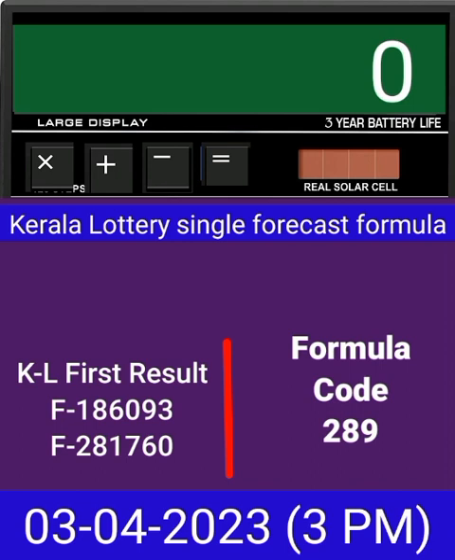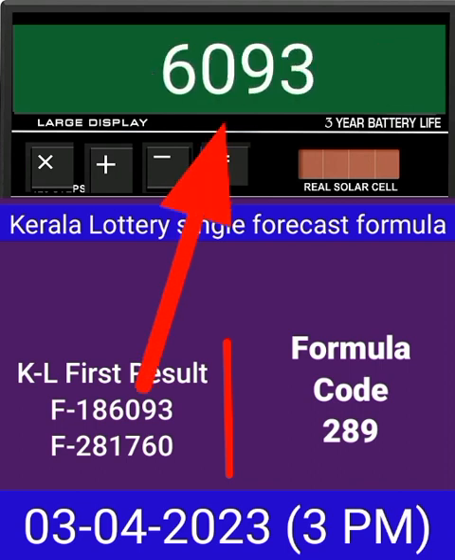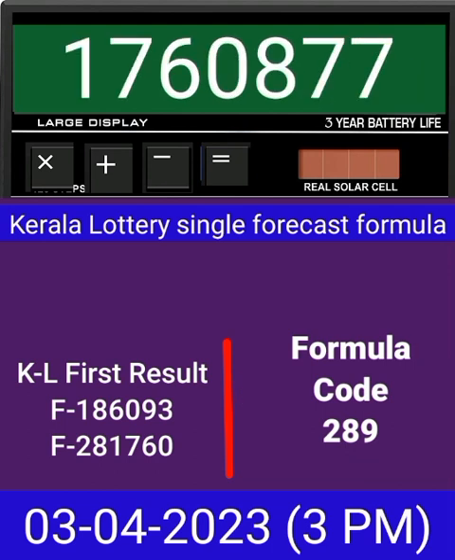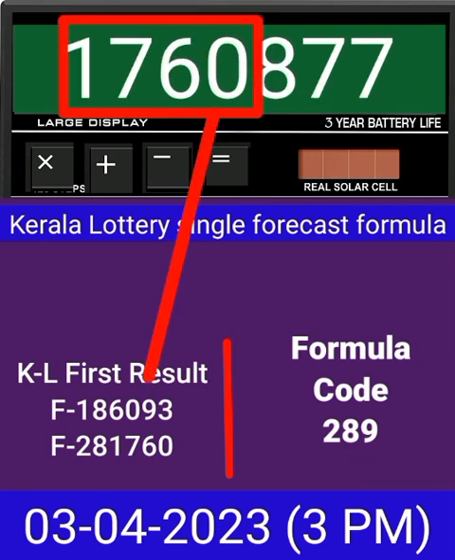Today we check single 4-digit formula of Kerala Lottery on calculator. This is last to draw result of Kerala Lottery 3 p.m. Put this number on calculator and multiply by this formula code and just equal. After equal you can check this single 4-digit is pass into next draw of Kerala Lottery 3 p.m. This formula can be checked on mobile calculator or any type of calculator.